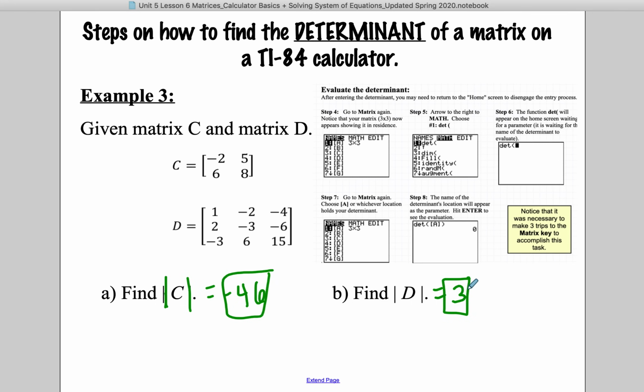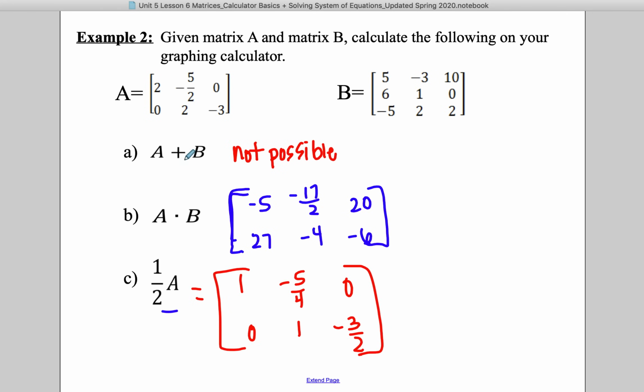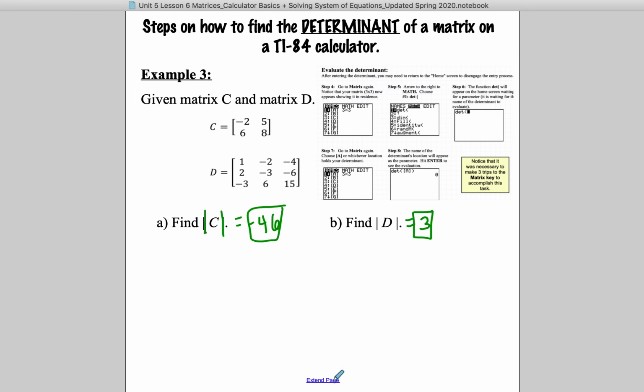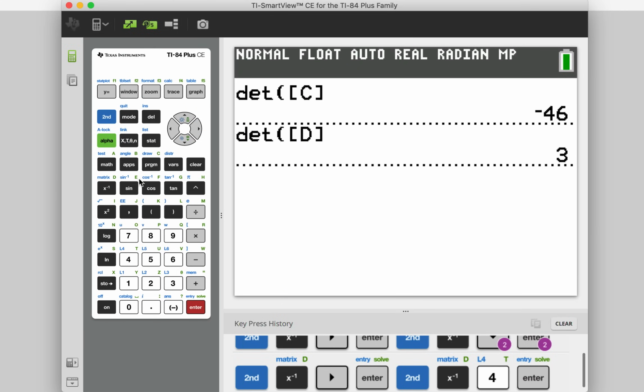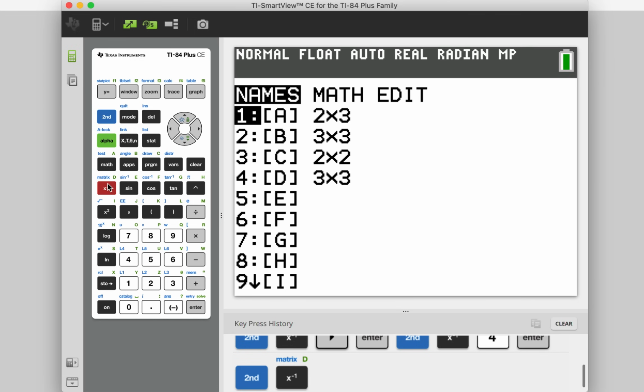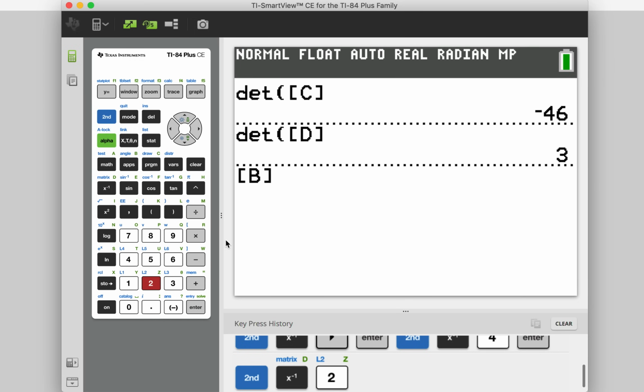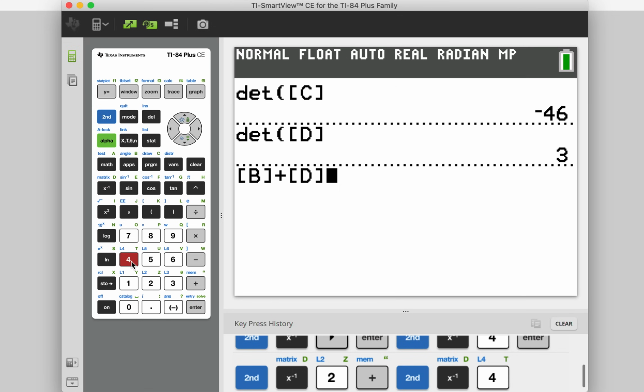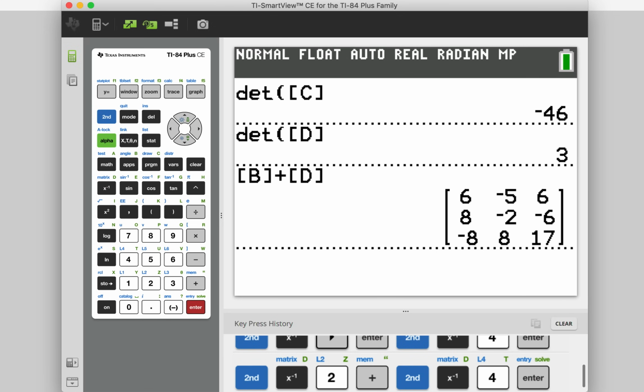One thing I do want to show you guys is that since we couldn't add A plus B, if you notice, matrix B is a 3 by 3 and matrix D is a 3 by 3. I'm just going to show you how to do that really quickly so you can do adding and subtracting on there if you want to double check an answer on a test or quiz. So B plus D you can actually do. So this is like problem C. So the way we would do that is if we're going to take B plus D, I'm going to go second matrix. I'm going to grab matrix B, which is number 2, plus, and then I just need to go and grab matrix D, which is number 4, and hit enter. And you will see that you will get an answer.